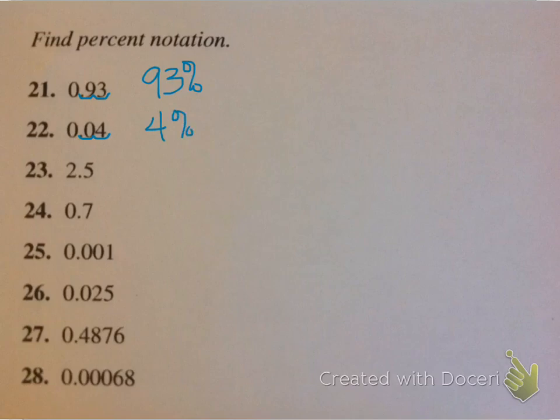What about 2.5? Well, if I move it 2 places, I'm actually going to get 250%. You might be asking, where did that 0 come from? Well, when I move it once, that gets it behind the 5. I've got to move it one more time, so I fill in with a placeholder of a 0. Let's scoot down here to the bottom. 0.025. Well, move it 2 places. That's going to be 2.5%.